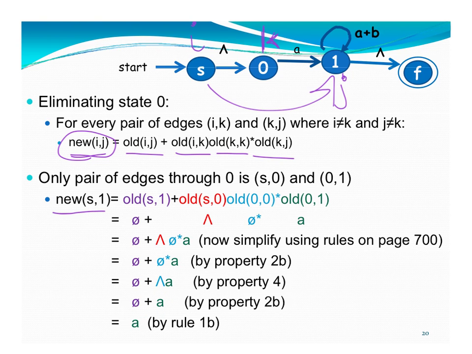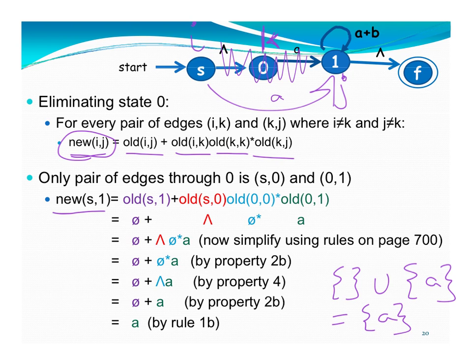And remember that the empty set is the set with nothing in it, and plus represents union, so we're really saying take the union of the empty set and A, which equals just the set containing A, right? And if you look at the rules on page 700, you'll see that's actually rule 1b right here. Okay? So we end up with saying what you should label your new S1 is A. So we can put an A on here, and we can scribble all that stuff out.